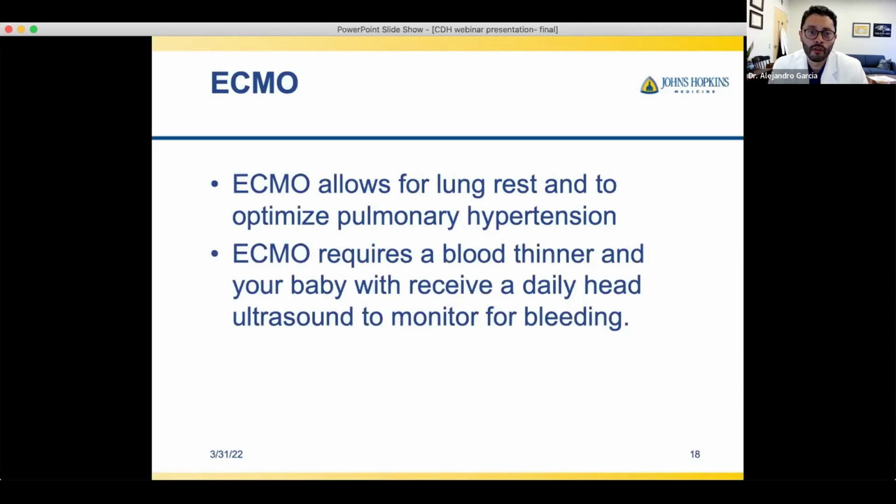As I mentioned, ECMO, although being a procedure, allows the heart and lungs to recover while we take the child through the next step of the process, which is surgery, which my partner, Dr. Kunisaki, will go into more detail about. Now, ECMO does require a procedure, as I mentioned. It also requires that your baby be on a blood thinner to help prevent clotting that can occur within the ECMO circuit. Because of this, we will be getting daily ultrasounds of your child's head to make sure that there's no evidence of any bleeding, so we can continue to perform the ECMO safely.